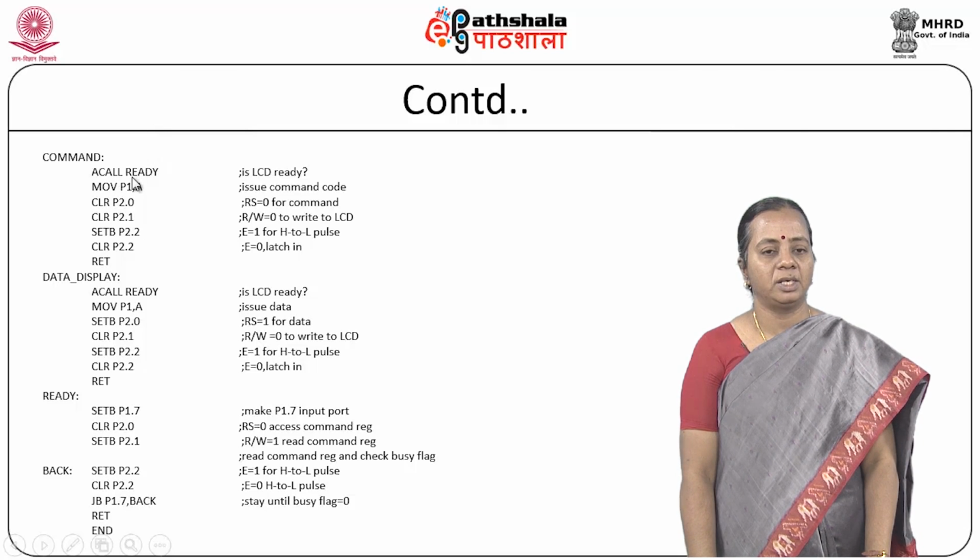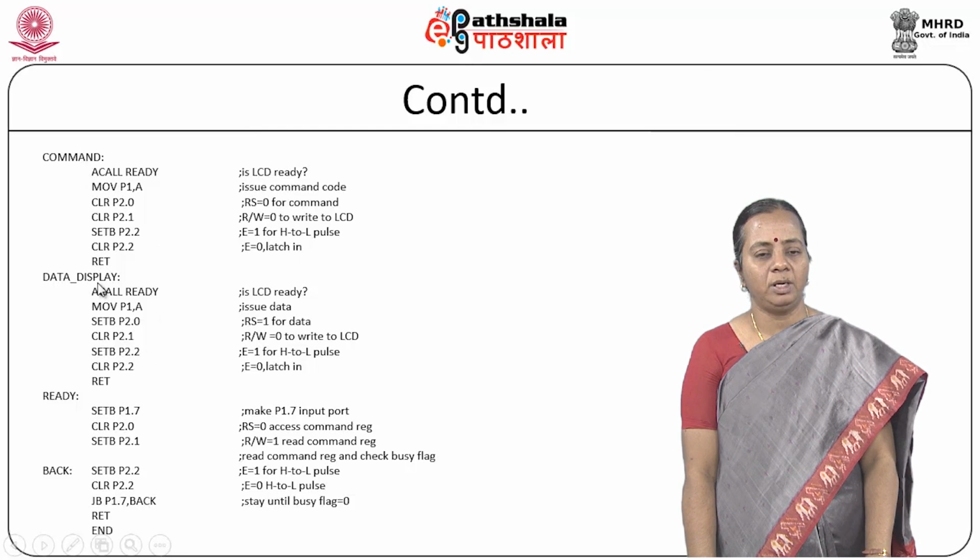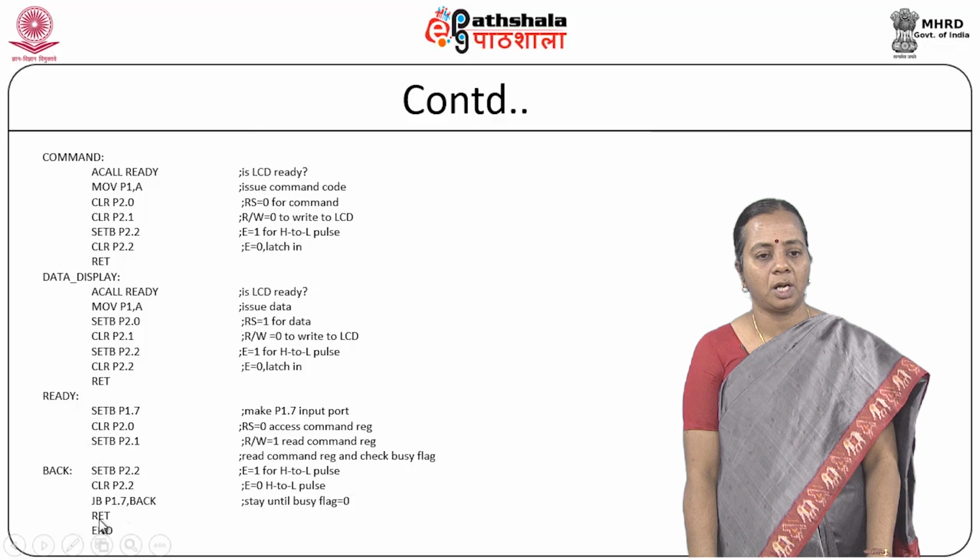So, if it is ready to accept, then I will send the data from A to P1, and I will set up RS equal to 0, R/W equal to 0, and E with a high to low pulse, so that I will be in a position to write. When you are looking at the data display also, I will first call the ready routine. The ready routine checks whether the busy flag is there, by checking whether P1.7 is 1 or 0. If it is 1, I will keep rotating over here. When it is 0, it comes to return, so that I read the data from A and write it in my LCD.